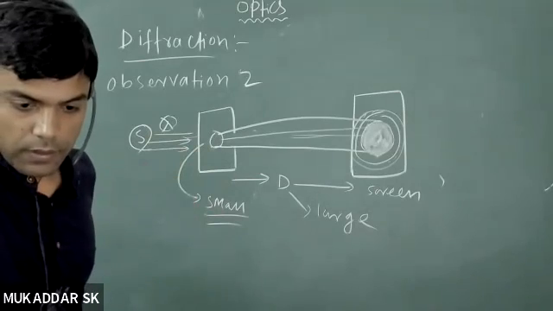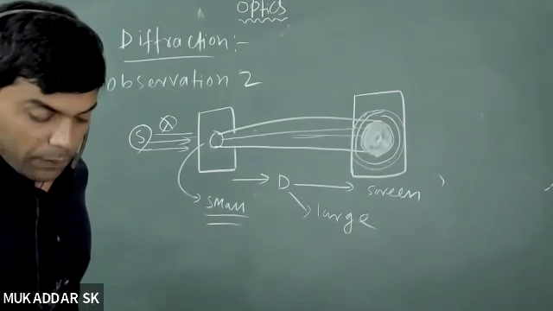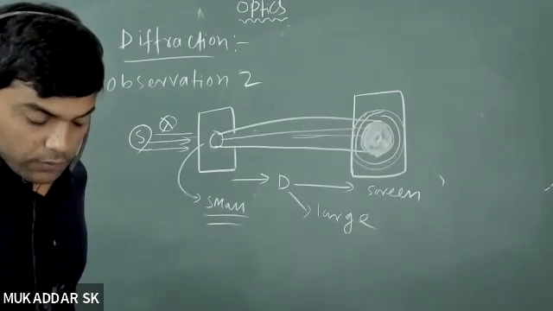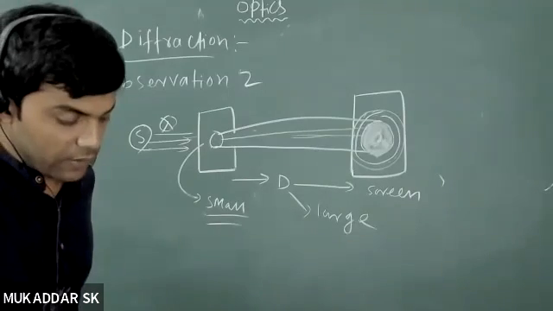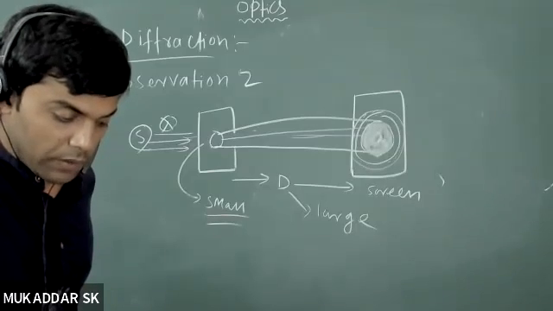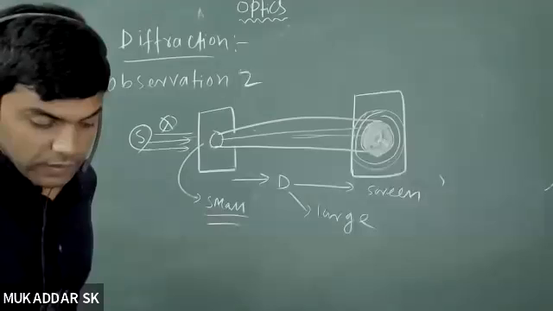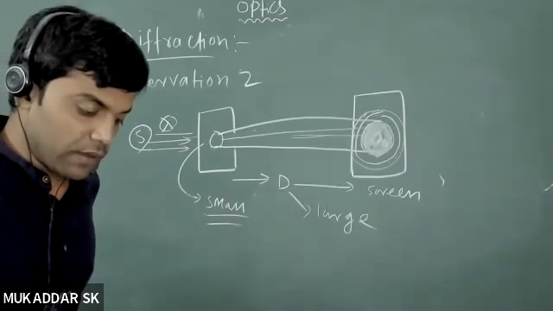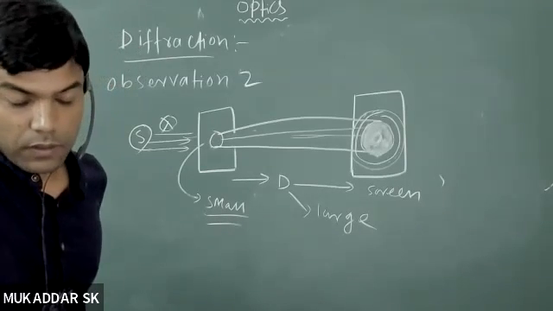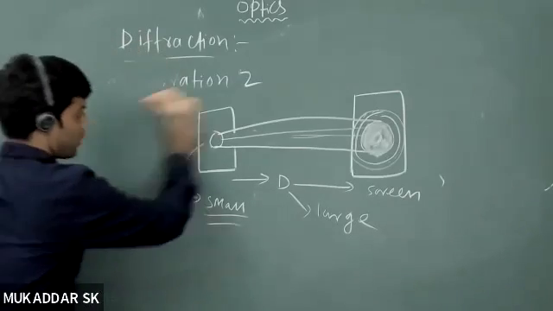Is this clear what I'm saying? When light passes through an aperture having a small size or strikes the edge of an opaque object, it will not travel in a straight line, but it will bend. So the bending of light when it passes through a small size aperture or strikes the edge of an opaque object is known as diffraction. So this is the introduction part.